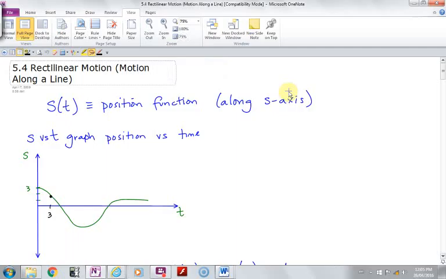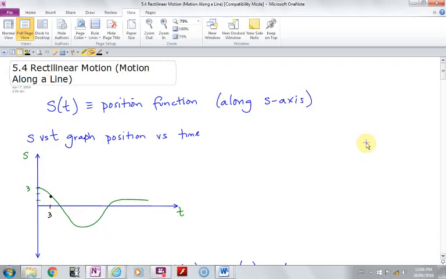Okay, folks, let's get started. Today we're talking about motion along a line, otherwise known as rectilinear motion, right? So for those of you that are physics folks, you will appreciate what we're talking about today. Particularly if you're a kinematics fan.